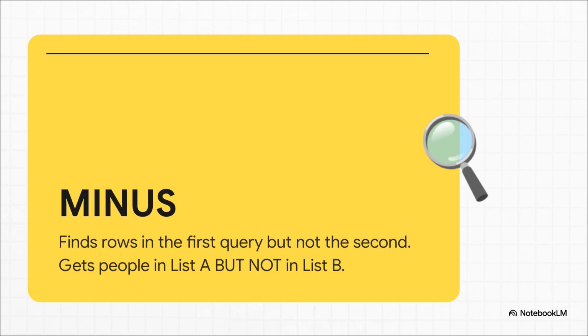And finally, there's minus, which, as you can probably guess, is all about exclusion. If we take our list of faculty suspects and we minus anyone who is also on the student list, we're left with only the pure faculty. We're clearing anyone who falls into both categories.